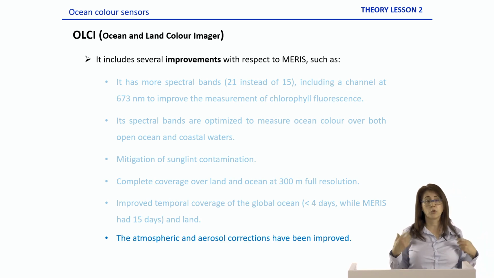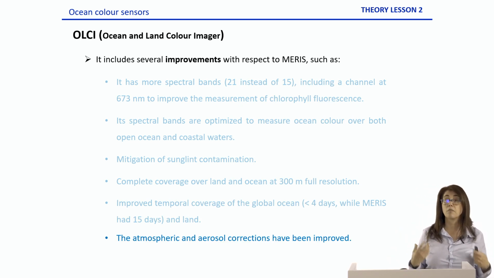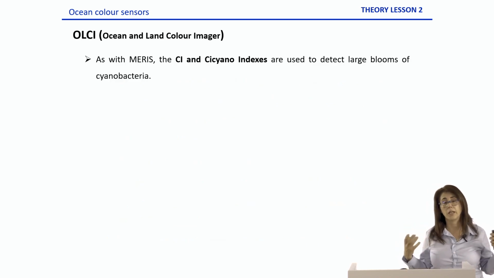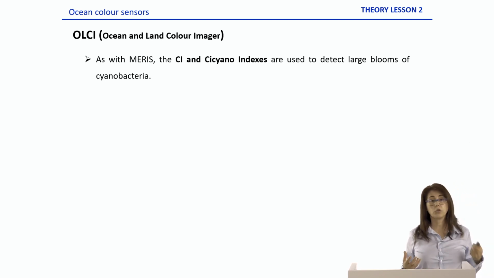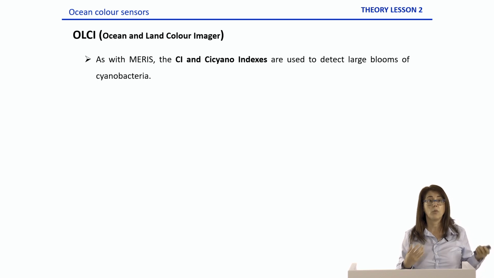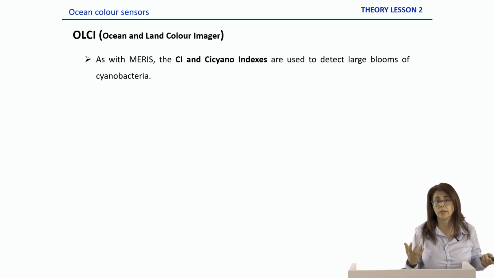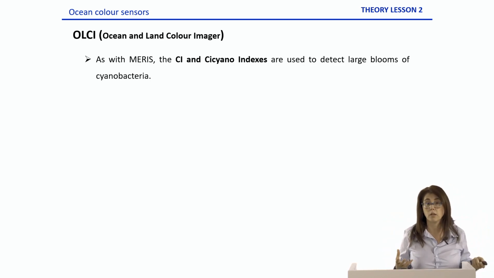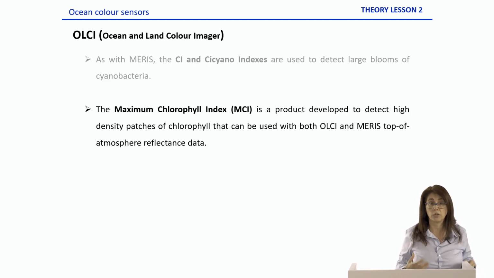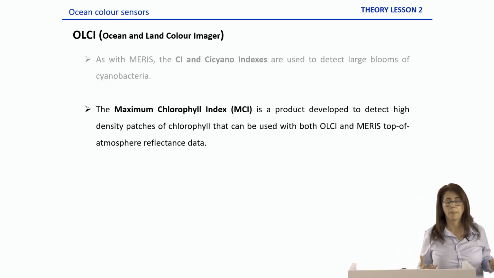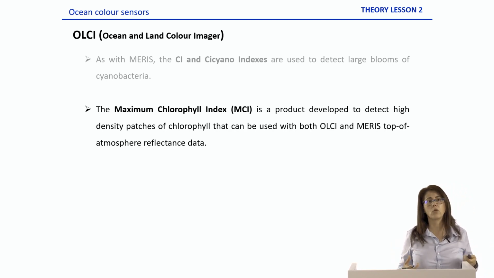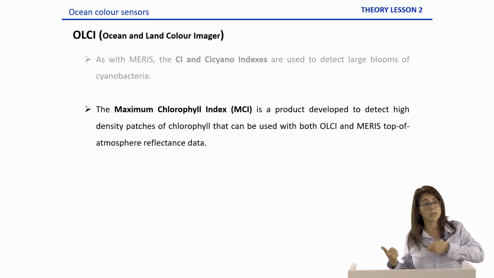Okay. Also, the atmospheric and the aerosol corrections in this sensor have been improved, which, if you remember, atmospheric correction is a big problem when we work with remote sensing data. Also, as with MERIS, this cyanobacteria index and the C-cyano indexes can be used to detect large blooms of cyanobacteria. Let's not forget that OLCI is an improvement of MERIS, so these two indexes can actually be used also with OLCI data. There is also another algorithm, another product called the Maximum Chlorophyll Index that was developed to detect high-density patches of chlorophyll that can be used with both OLCI images and MERIS images.